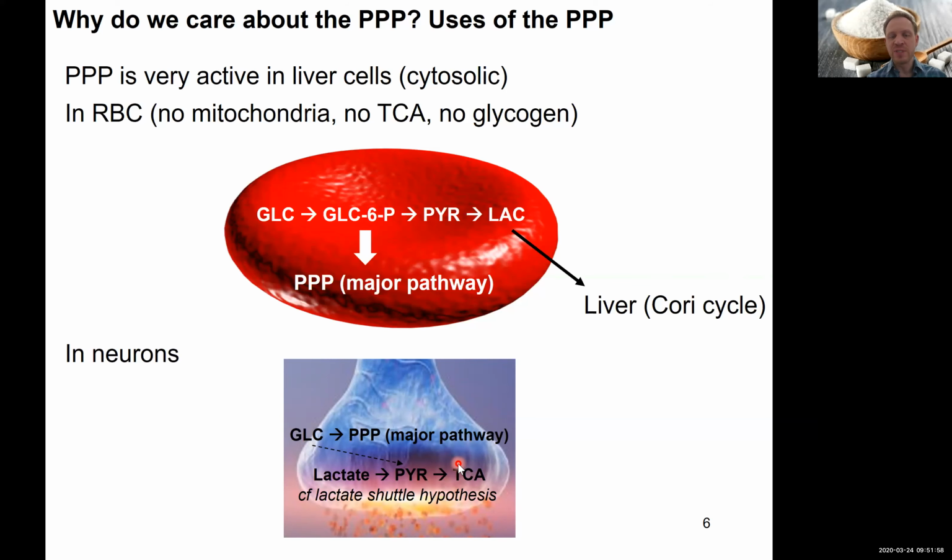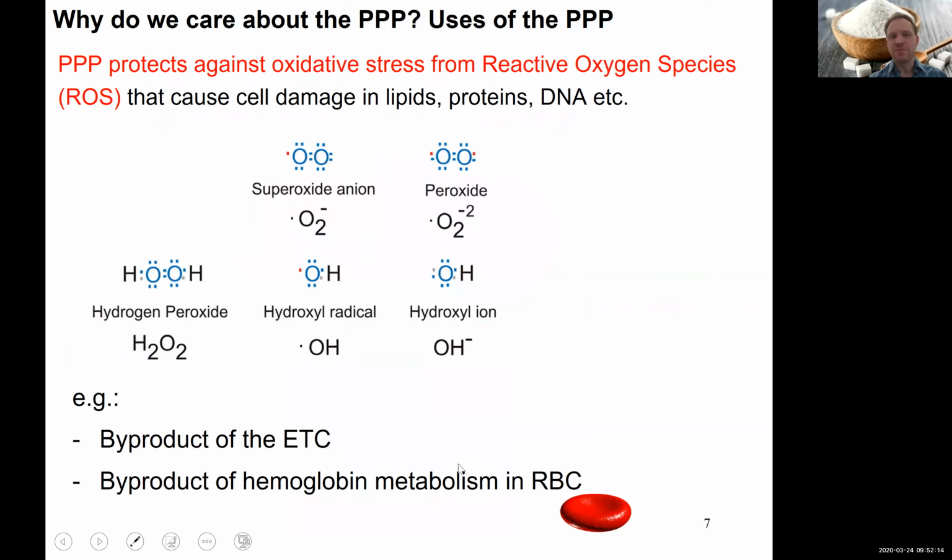So why is it important in these cells, like red blood cells and neurons, to do this? They're also cells that are very sensitive to changes in oxygen presence and to damage as a result of that. So one of the major functions of the PPP is that it protects against oxidative stress, so stress resulting from reactive oxygen species, or ROS. What these are doing is that they're causing cell damage to, for example, your DNA, lipids, proteins, and so forth.